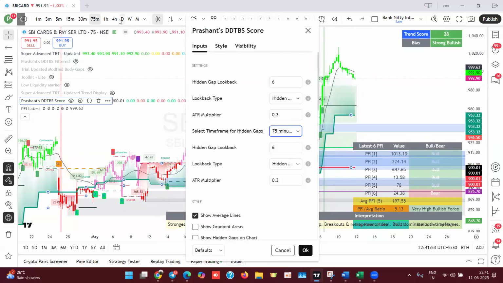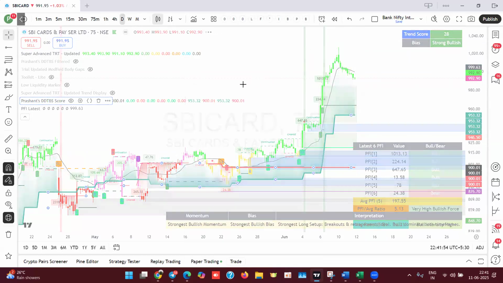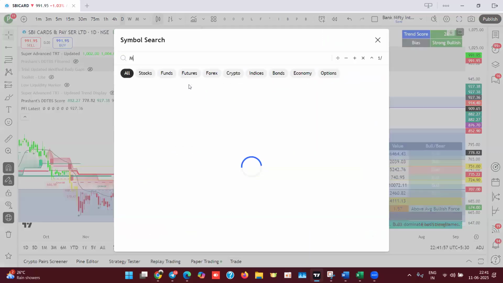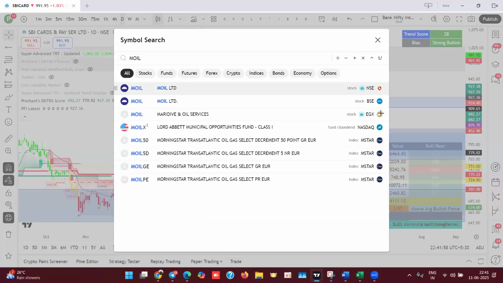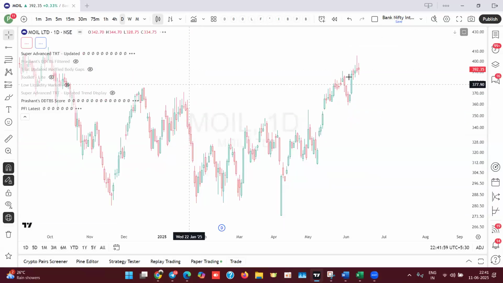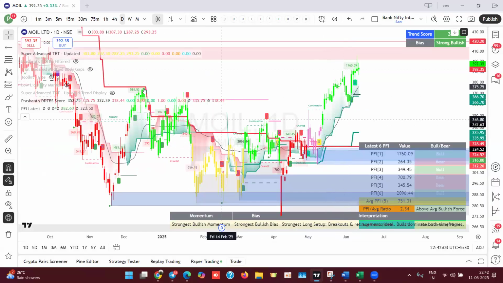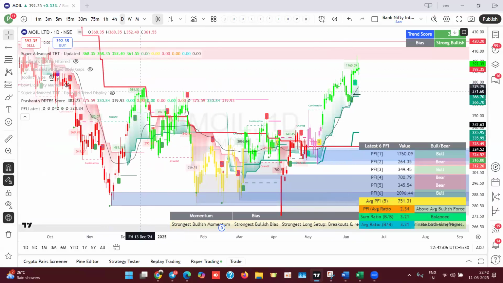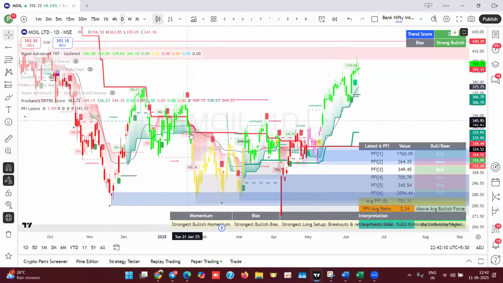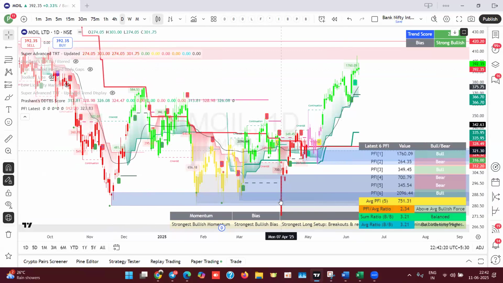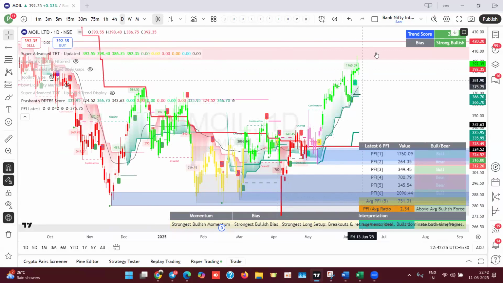So that is SBI Cards. Then MOIL. MOIL has turned green here. It was red here. The red band did not disappear. When price came down for a retracement entry, there was still this red gradient of momentum. So the red band did not disappear, the red gradient was present. That could be the reason for the candle turning red, but then ultimately it went up.